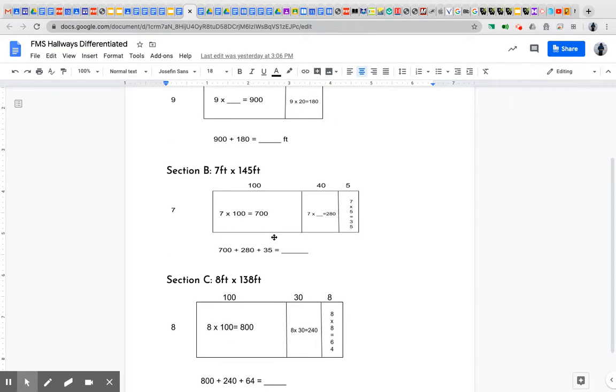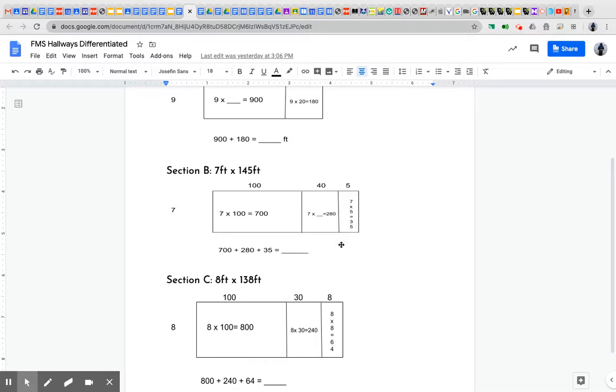Now we'll take a look at section B. Here we're multiplying 7 feet by 145 feet. So we have 7. You'll notice I wrote 145 in expanded form here. So we have 3 sections to our area model. 100, 40, and 5. So 7 times 100 equals 700. 7 times 40 equals 280, and I used my 7 times 4 fact, which equals 28. Then I multiplied that by 10 to get 280. And lastly, 7 times 5 equals 35.